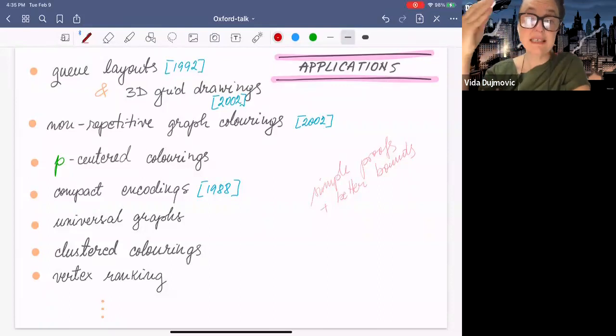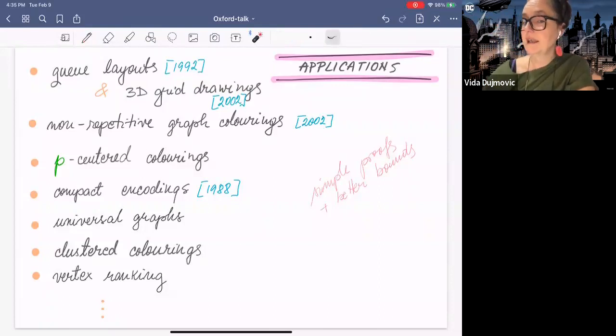So I'm going to start with listing applications that we worked on and solved problems in using this structure theory. For example, the first one that we did is we resolved an almost 30-year-old open problem on queue layouts of graphs using this product structure theory. Also a problem about 20 years old on non-repetitive colorings. Then there are results by other authors on P-centered colorings, universal graphs, cluster colorings, and so on.